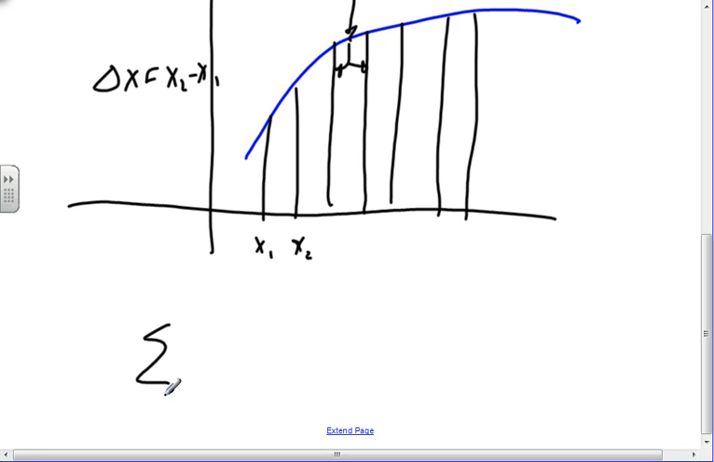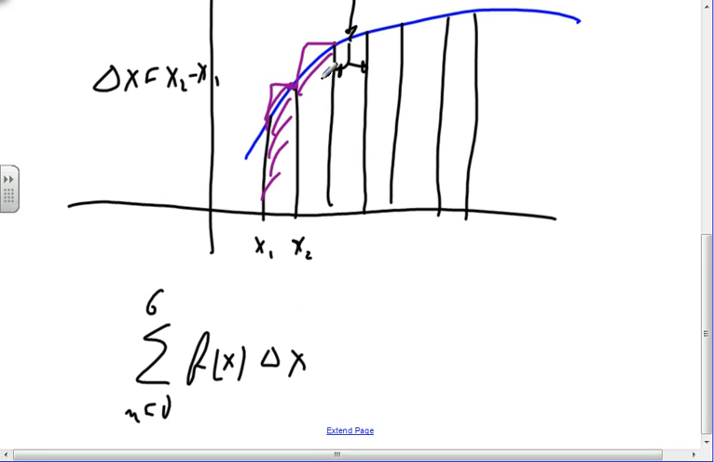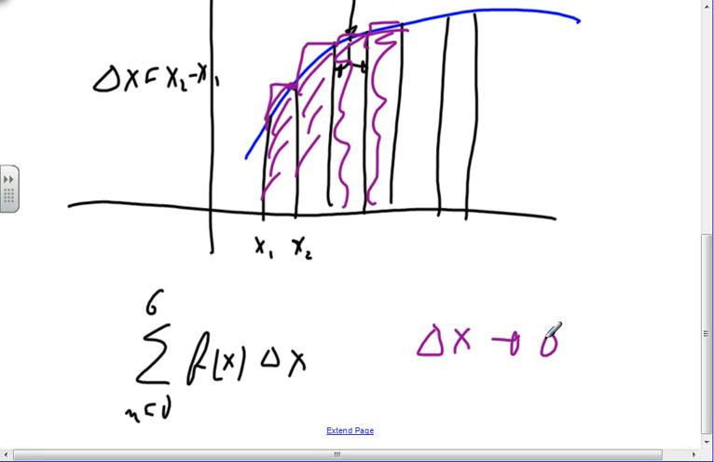Now if I take the summation, n equals 0 to 1, 2, 3, 4, 5, 6, and I take the function at x times delta x at each of these, I'm going to find out what the function is at that point, multiply it by delta x and get that area. Then I do it again and get this area, and again, and so on. Then I can add them all together and find the area under the curve.